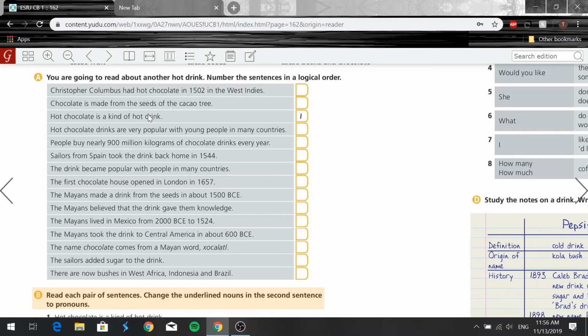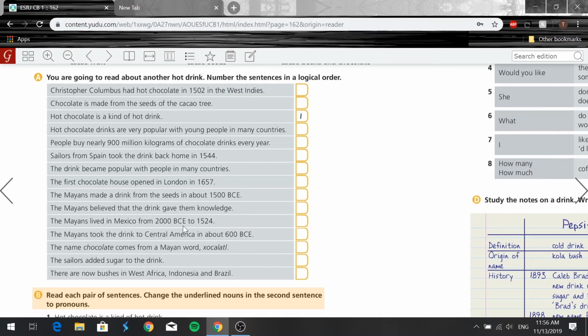For 2, I could probably say chocolate is made from the seeds of the cacao tree. And then for 3, we could say right here, the name chocolate comes from a Mayan word. I don't know how to pronounce that, so calatel, I think. Not too sure, don't quote me on that. And for 4, we'll say the Mayans lived in Mexico from 2000 BC to 1524 BCE.